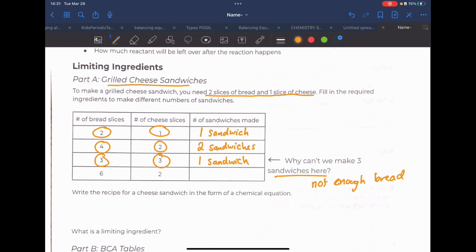Let's look at this last example here where we have 6 bread slices and 2 cheese slices. Well, now we have enough bread to make 3 sandwiches. But do we have enough cheese? No, we don't. We only have 2 cheese slices. We would need 3 slices of cheese in order to make the 3rd sandwich. So we can only make 2 sandwiches here.